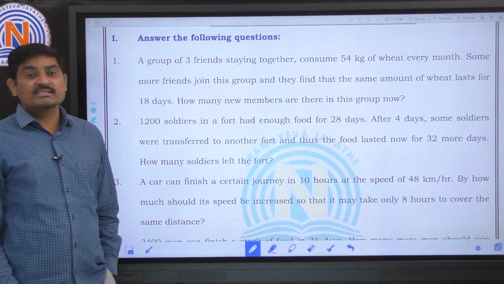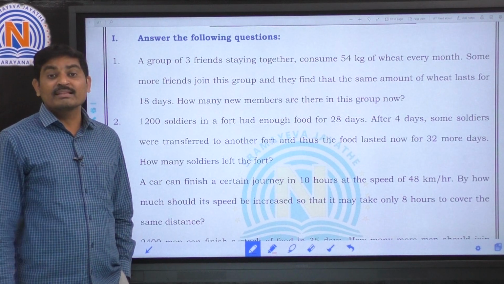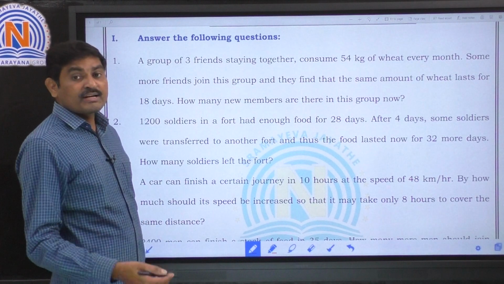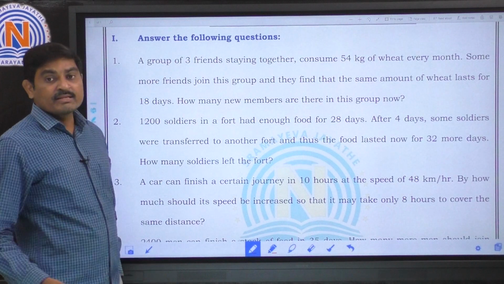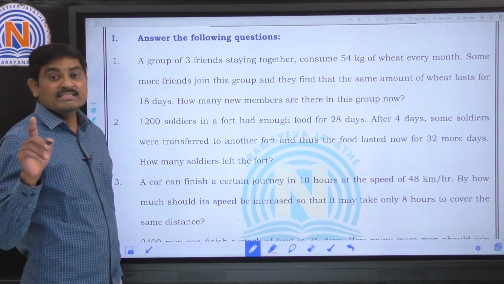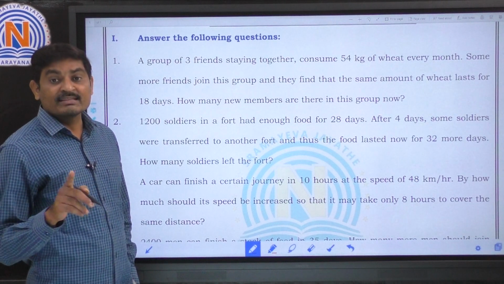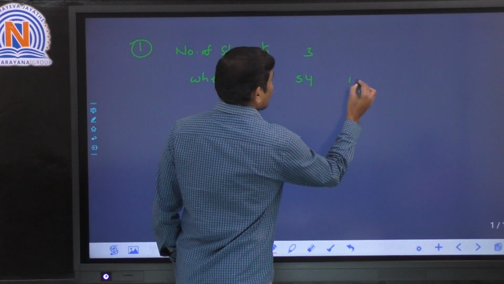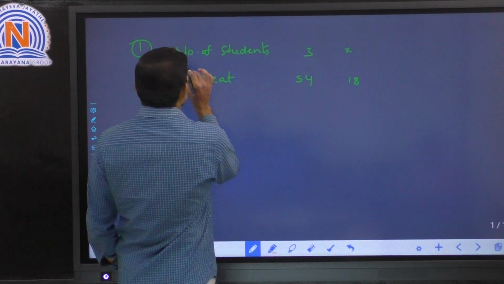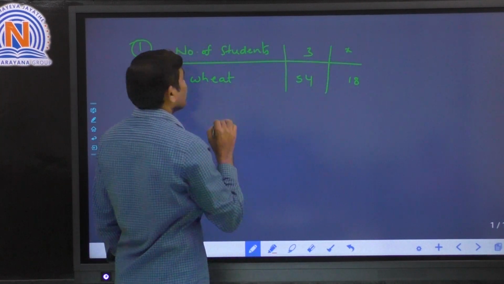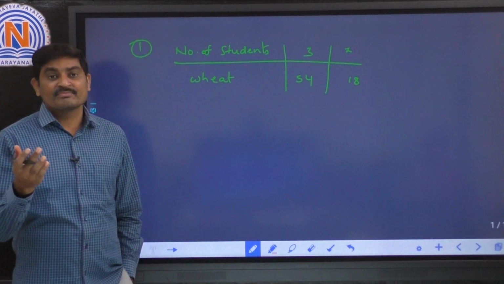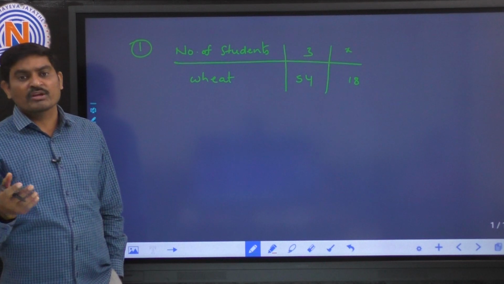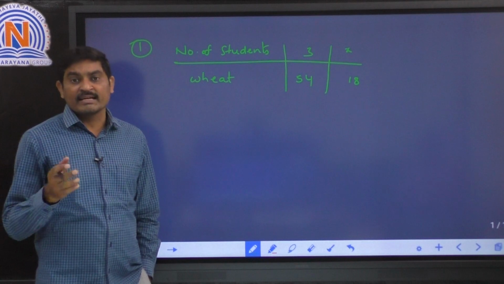Now what happens? Some more friends join this group. They find that the same amount of wheat lasts for 18 days. Some more friends are joined, meaning for the present, how many days does the wheat last? The same amount of wheat lasts for 18 days only. Here see that if the number of students is increased, the wheat will last fewer days. Wheat is 54 kilograms and 18 days only.